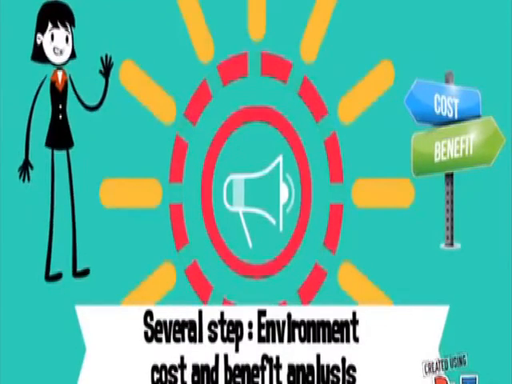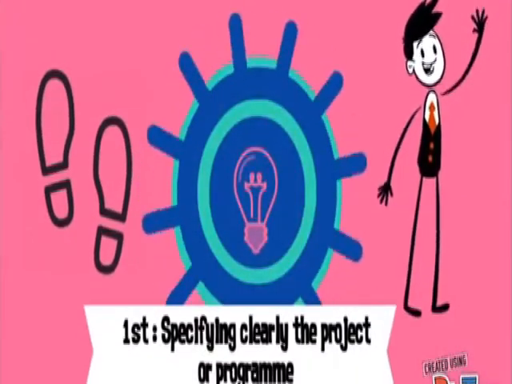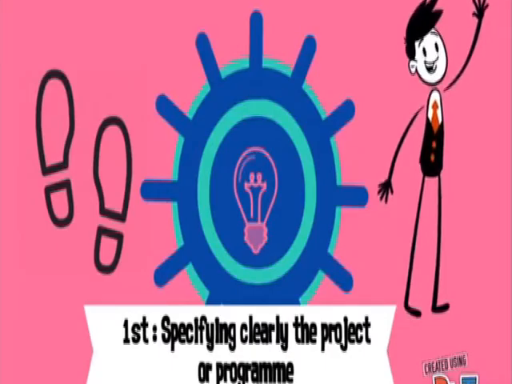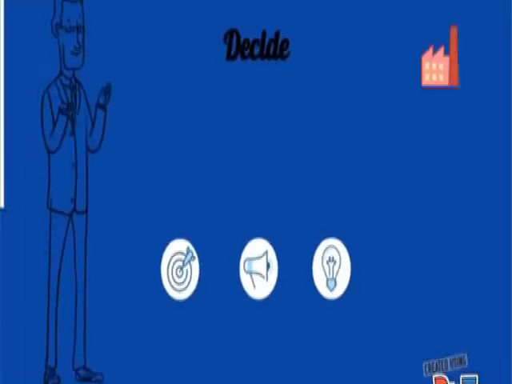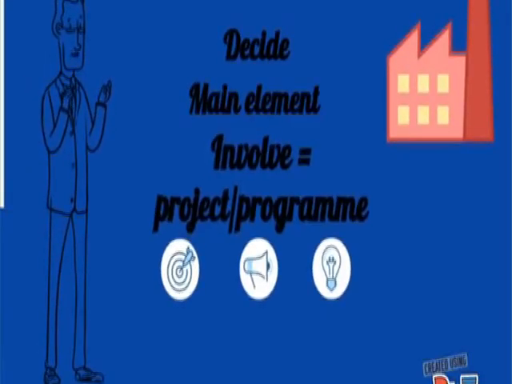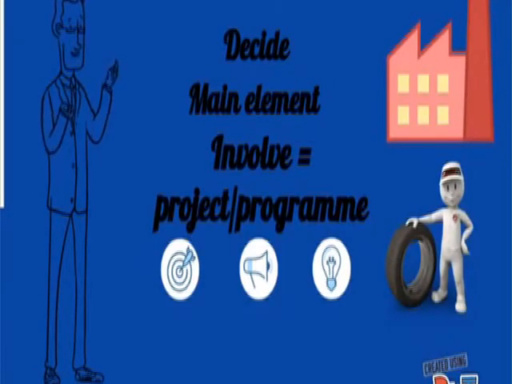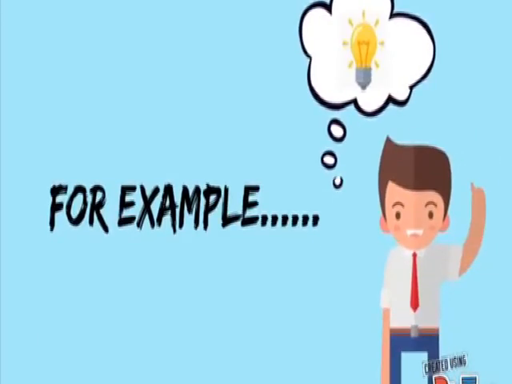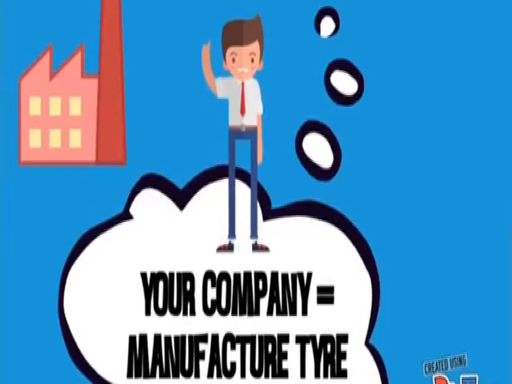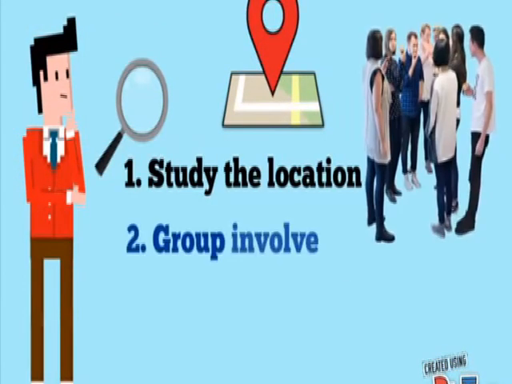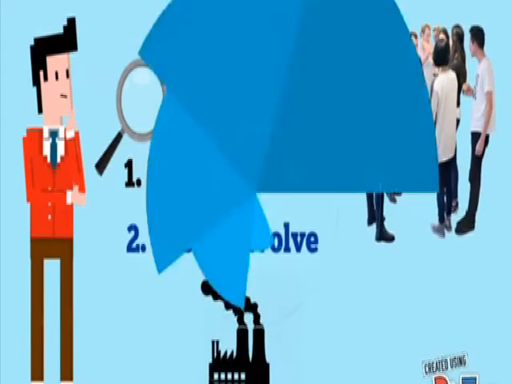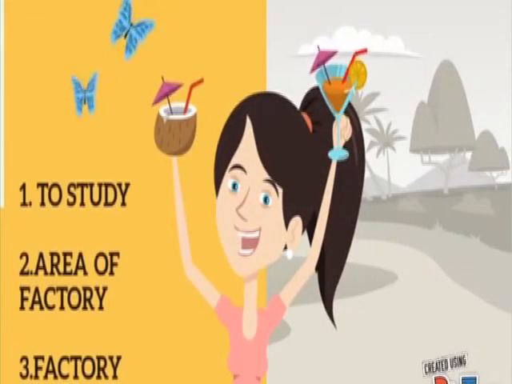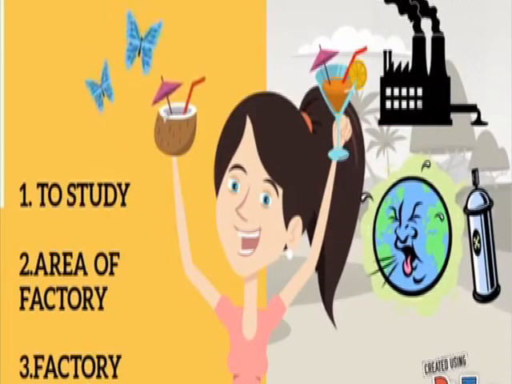There are several steps involved in using this analysis. The first step is specifying clearly the project or program. This step is to decide on the main elements involved in the project or program. For example, if your company manufactures tires, what you must study is the location of the factory and the group involved within the factory. Thus, after knowing it, we will study whether the area of the factory is polluted or not.